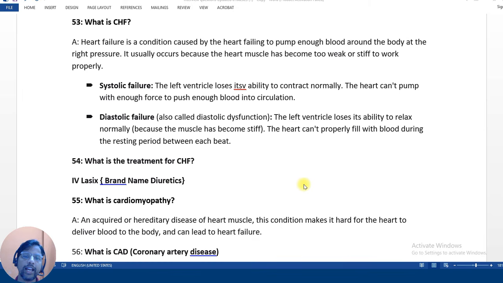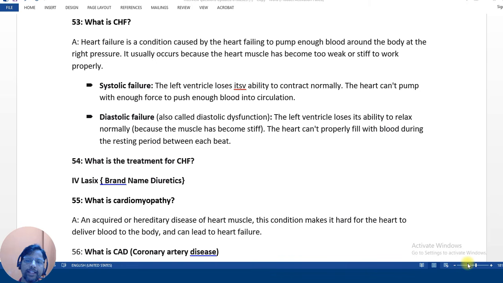We have two types of heart failure, systolic as well as diastolic. Systolic is the left ventricular loss, its inability to contract normally. The heart can't pump with enough force to push enough blood into circulation. So basically systolic heart failure you can see in the left ventricle, where the left ventricle is unable to pump or contract normally. What is diastolic?